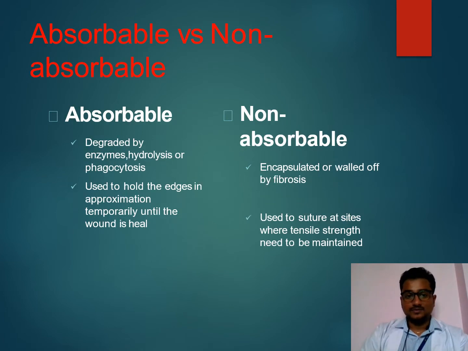Absorbable versus non-absorbable suture material. Absorbable suture materials are degraded by enzymes, hydrolysis, or phagocytosis, and used to hold the edges in approximation temporarily until the wound heals. Non-absorbable suture materials are encapsulated or walled off by fibrosis, and used at suture sites where the tensile strength needs to be maintained.